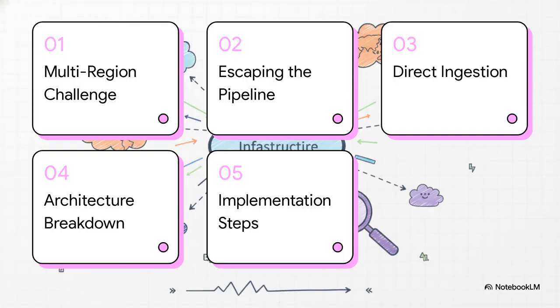Okay, so here is our game plan for this explainer. First, we'll cover the multi-region logging challenge. Then, escaping the complex pipeline. Next, the direct ingestion paradigm, followed by an architectural breakdown and flow. And finally, practical steps for implementation.